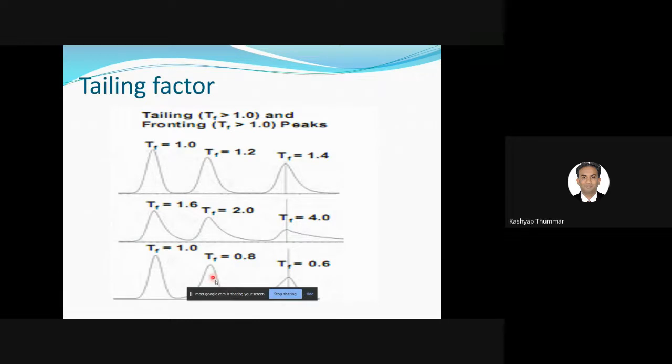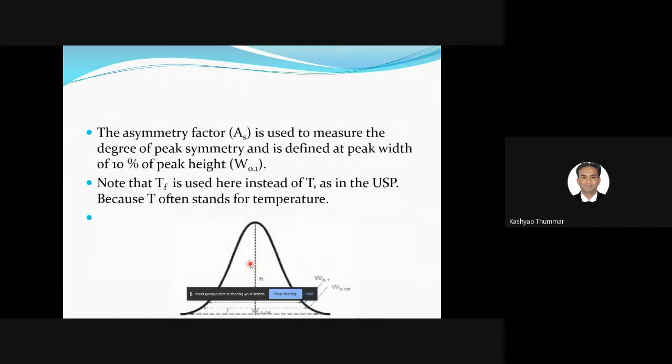When you divide B upon A, if it is below 1, then it is fronting. When it is above 1, then it is called tailing. So fronting and tailing are the two terminologies. Mathematically, when the tailing factor value is below 1, it is called fronting, and when the asymmetry factor value is below 1, it is called fronting. And when it is above 1, it is called tailing. Okay, so again come to this figure.